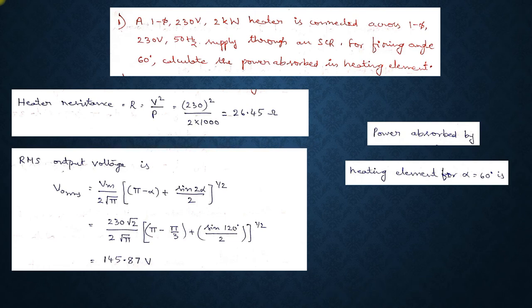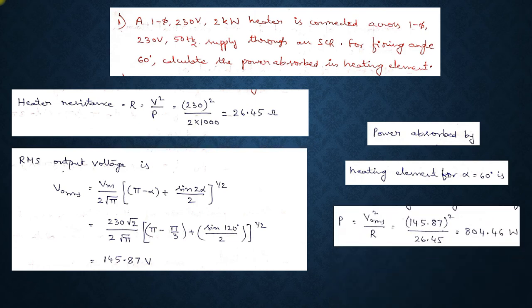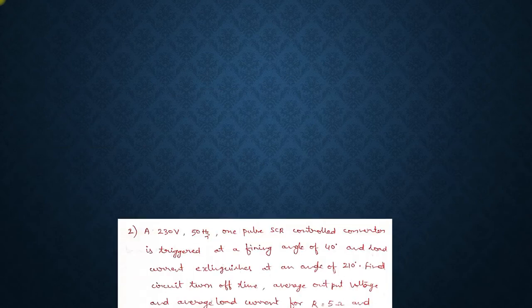So power absorbed by heating element for alpha equal to 60 degree is this one, V naught square by R. V naught square is 145.87 whole square divided by 26.45. So it will come around 804.46 watt. Okay, so this is the first problem. So let's move on to the second problem.